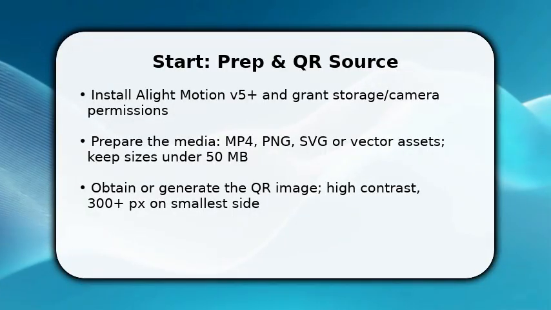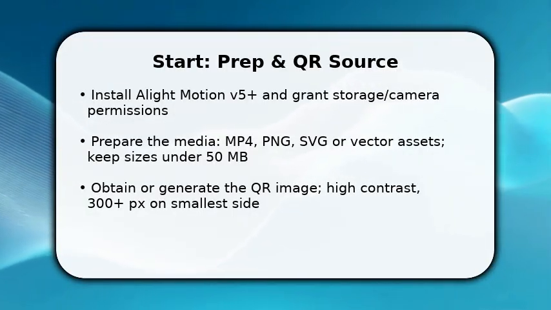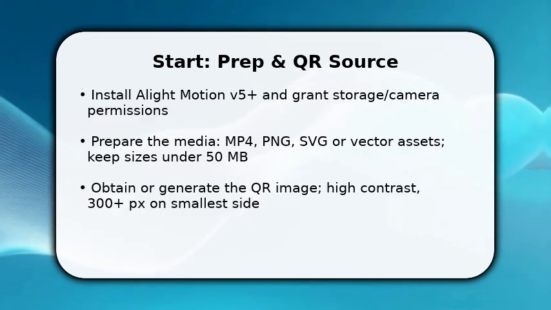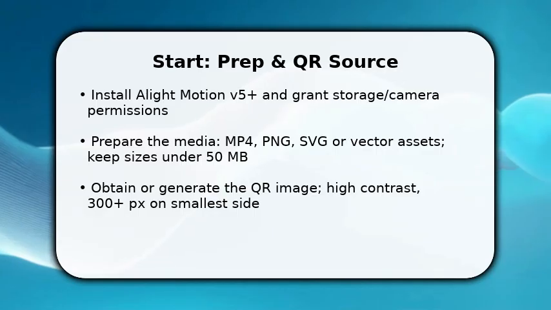You start by securing the source QR and ensuring Alight Motion is ready. Open the app and give storage and camera permissions so imports work instantly. Import the QR image or vector. Use high contrast and at least 300 pixels on the smallest side so scanning and edge detection succeed.